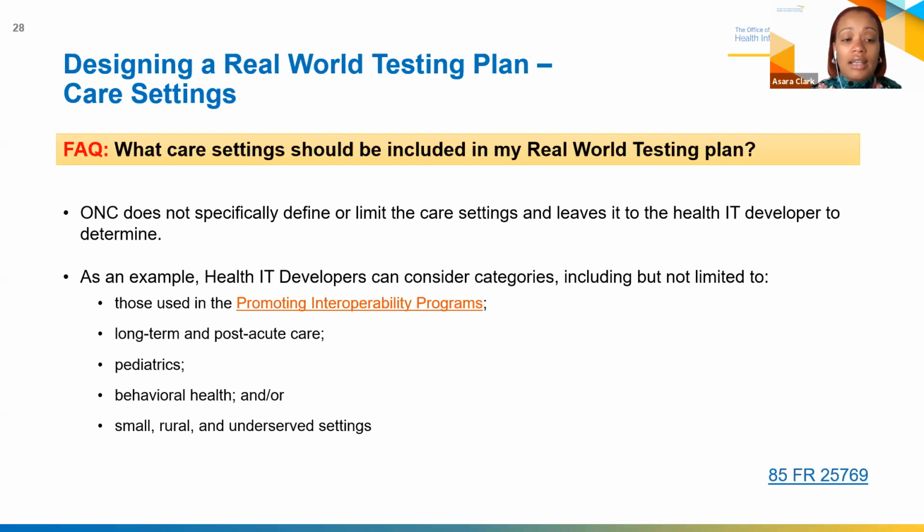We do give some examples here where you may consider certain categories. These are not limited to this list, but we have those that are included in the promoting interoperability programs. The link is here, and when these slides go out, you'll be able to access them on your own. We have long-term and post-acute care, pediatrics, behavioral health, small, rural, and underserved settings. There are all kinds of setting types that you could consider, and you just want to really think about what's specific to your health IT module, and what care setting types you market your certified health IT.